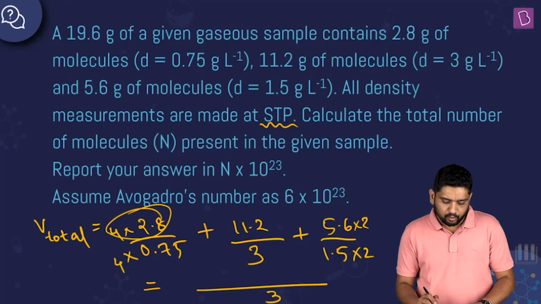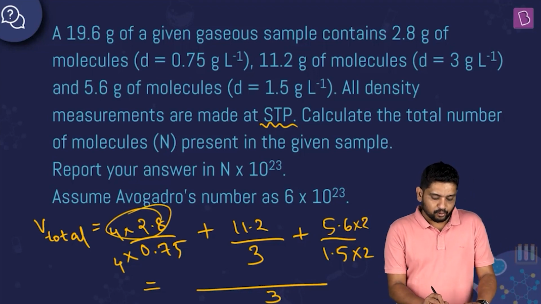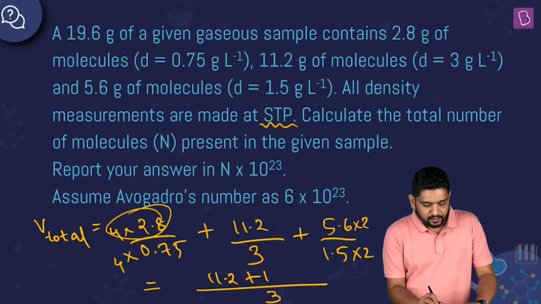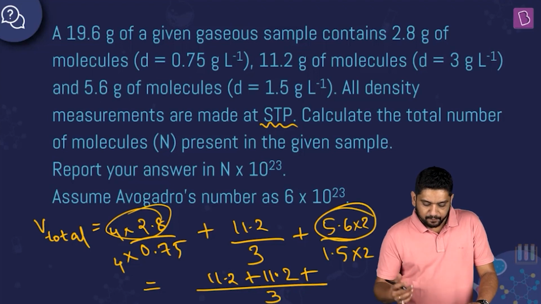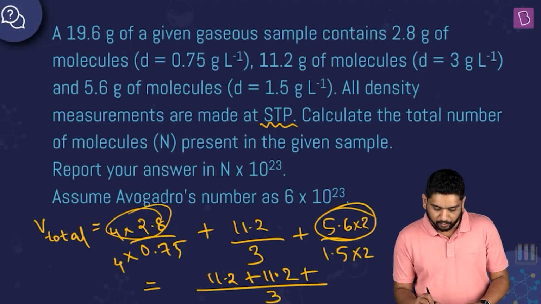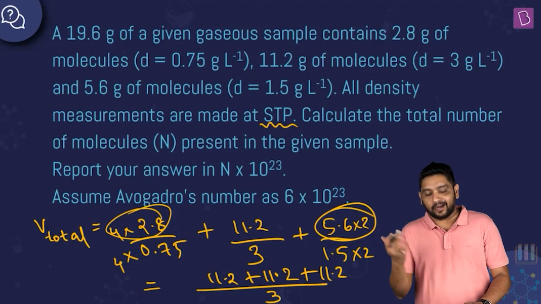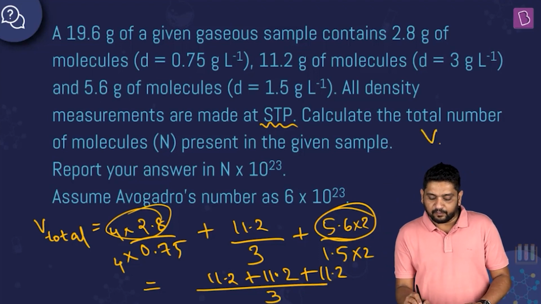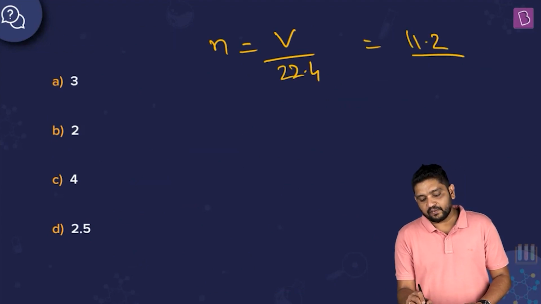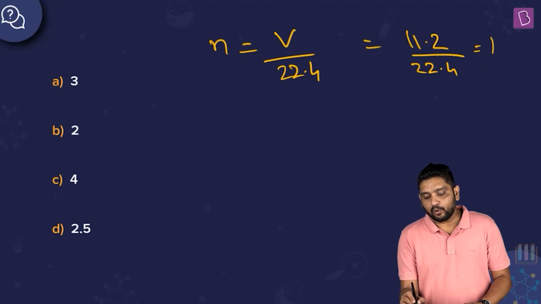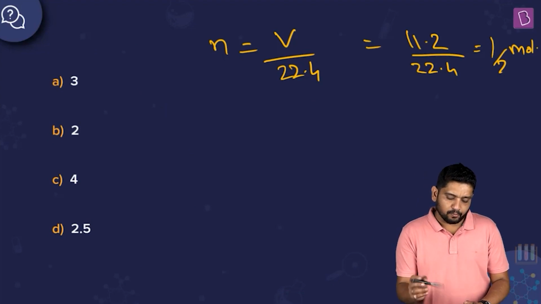What is that? 4 into 2.8 is 11.2. Oh, nice. Plus 11.2, plus, okay, this is also pretty nice, right? So what do we have here? 5.6 into 2 is also 11.2. Nice. So 11.2 into 3 divided by 3, which means that the total volume, V total, is actually 11.2 liters. Perfect. So if we know the total volume, the number of moles is V divided by 22.4 at STP. So 11.2 divided by 22.4 is half a mole, right? So half a mole is what we have.